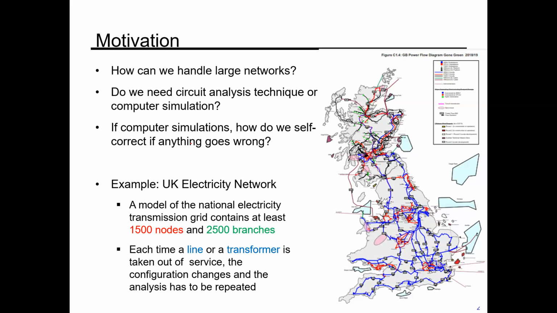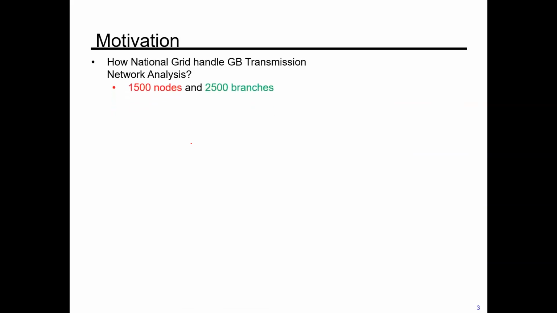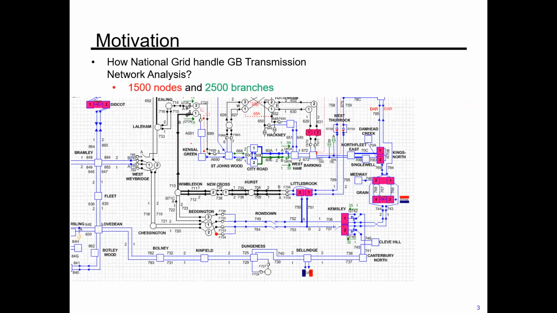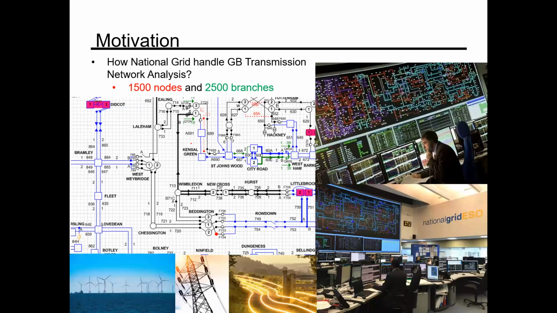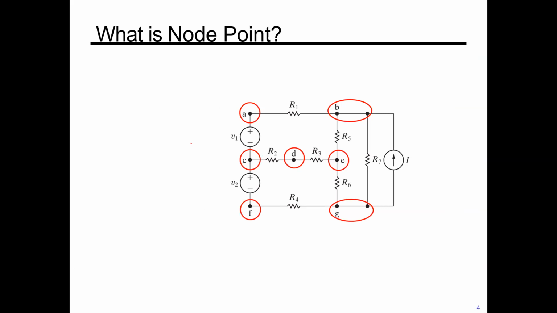Well, how do we do it? We start with the basic one. We must be able to do some circuit analysis technique. That's the reason why, for example, the National Grid handles the Great Britain network with analysis techniques. Of course, we use specialized software, but to begin with, we must be able to do the basic circuit analysis technique using hand calculation.